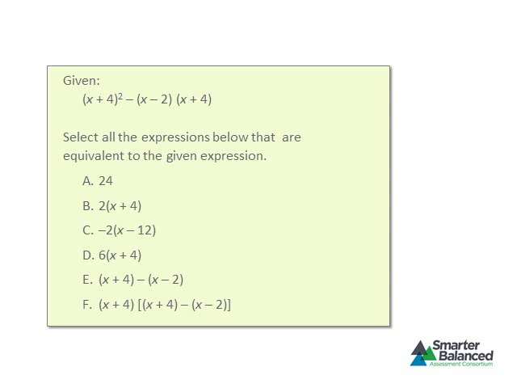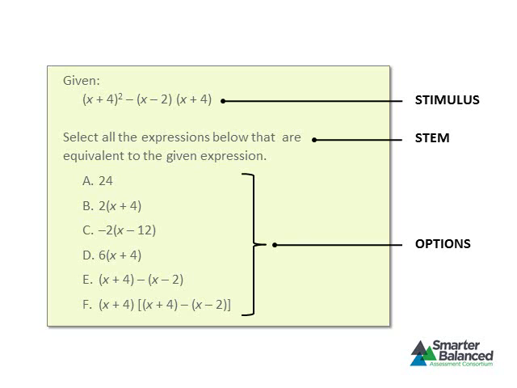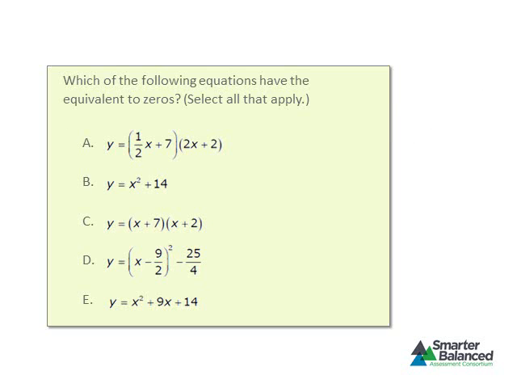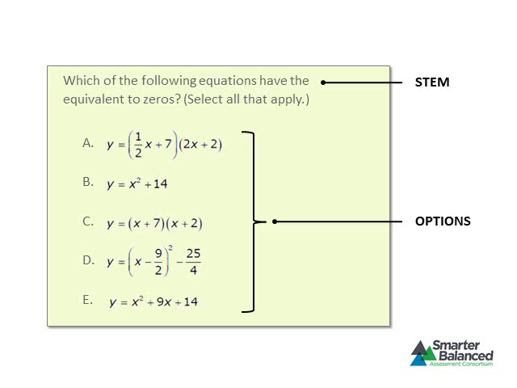Let's look at an example. In this item, the stimulus is an expression. Not all items have a stimulus. Here is an example of an item with a stem and options, but no stimulus.